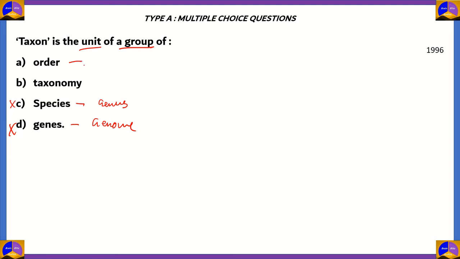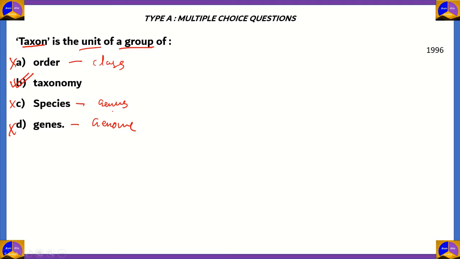Option A, order. A group of orders which are related together is known as a class. So therefore option A is also incorrect. The correct answer is option B, taxonomy. Now the thing is, each of the 7 categories, such as kingdom, phylum or division, class, order, family, genus, and species, each of them can be referred to as taxon. Because when we're looking at the taxonomic hierarchy, every single unit is called a taxon.